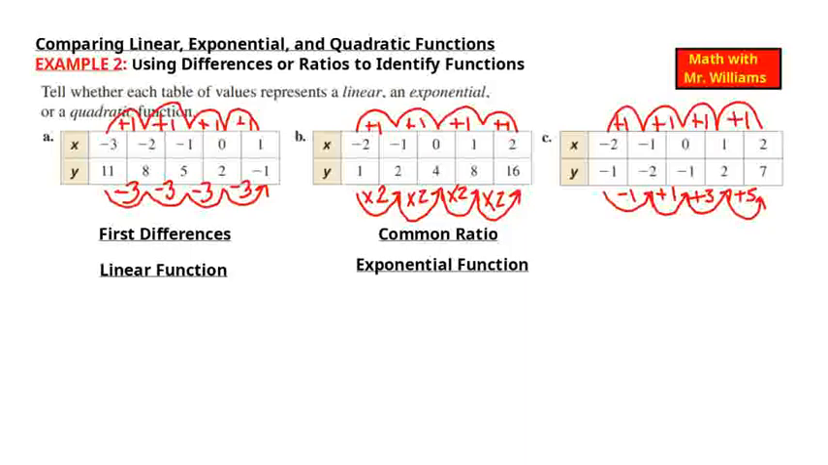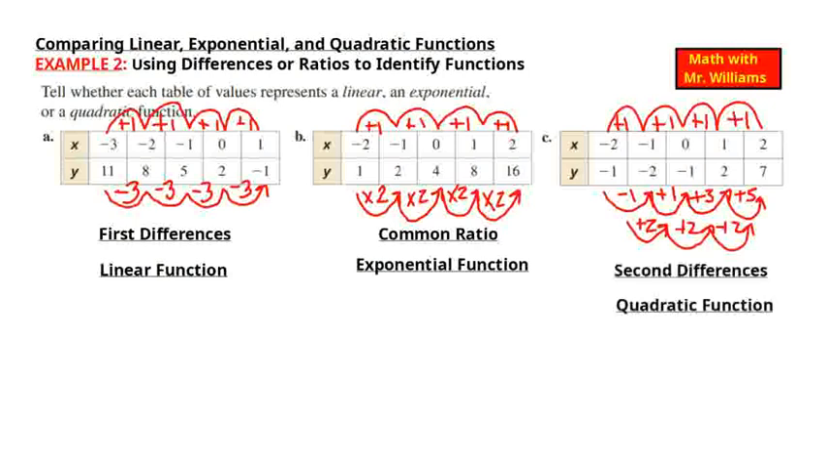How do we get from a negative 1 to a positive 1? We're going to add 2. Then from 1 to 3, we're going to add 2. And then from 3 to 5, we're going to add 2 again. Now in this case, this means it has a common second difference, and it means it's a quadratic function.